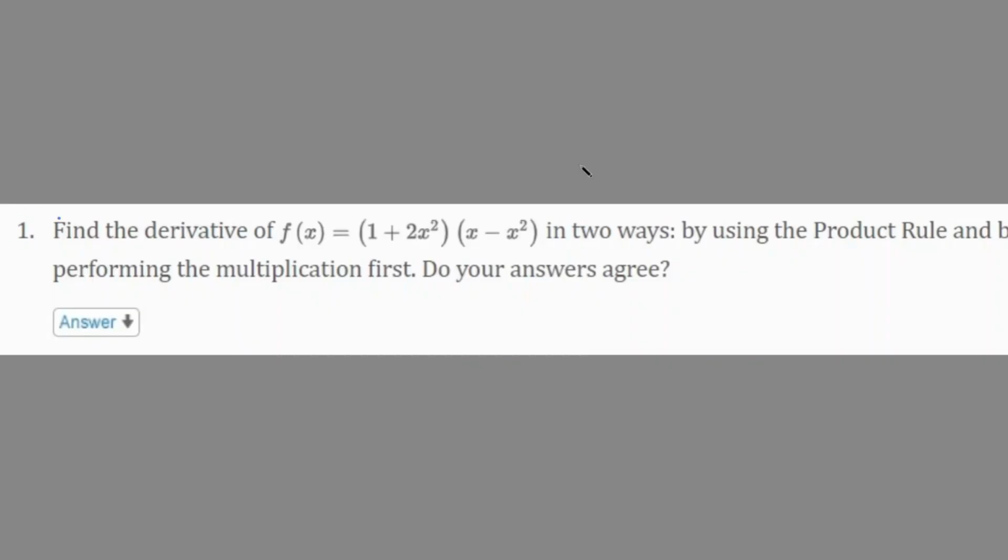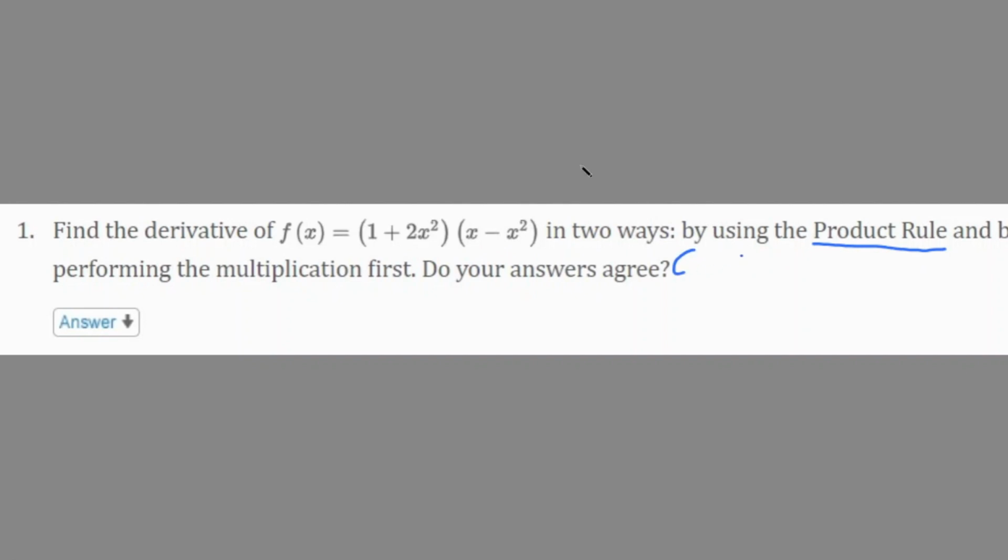Alright, let's start out with number one. So number one is find the derivative of function x in two ways, by using the product rule and by performing a multiplication first. So we'll use the product rule and then we'll check our answer with the power rule. So if we use the product rule, it's f(x) times g prime plus f prime times g(x).